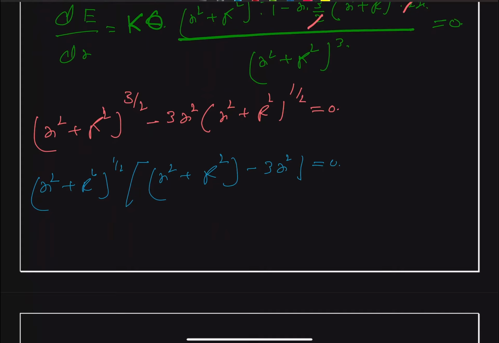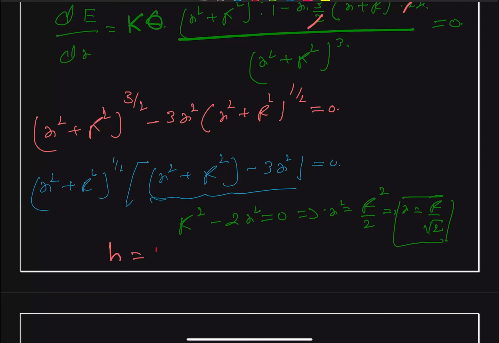And we can just, this comes as r square minus 2x square is equal to 0, which gives us that x square is equal to r square by 2, and x is equal to r by square root of 2, and this value of x is equal to h. Therefore we can say our h is equal to r by square root of 2.